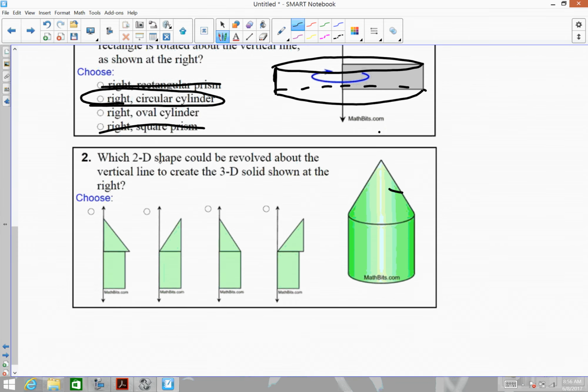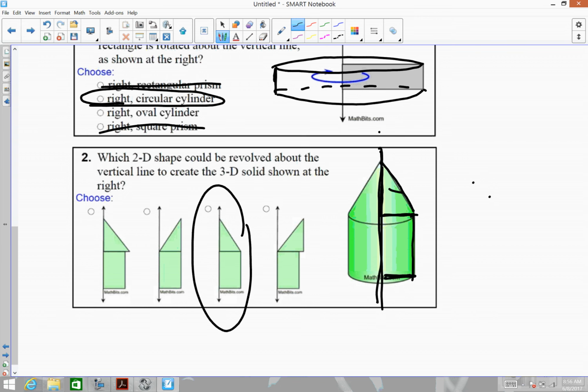And then this one, they're doing the opposite. They're giving you the three-dimensional shape, and they're saying, what would you have to start with? So basically, the easiest thing to do is almost just kind of envision this flat. So if you have a line going through the center, and if you look at it flat, see how you have this triangle, and then you have this rectangle? So meaning don't even look at the curved part, because that curved part comes from rotating it. So I have this triangle, and I have this rectangle. So the only one that matches would be this choice right here. Everything else is just slightly off. Like this one has an overhang, so that's why that one wouldn't work.